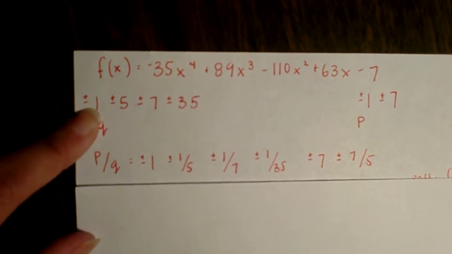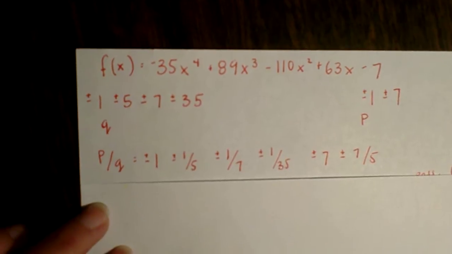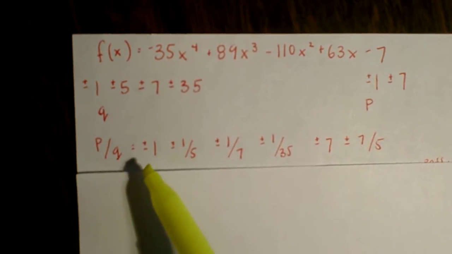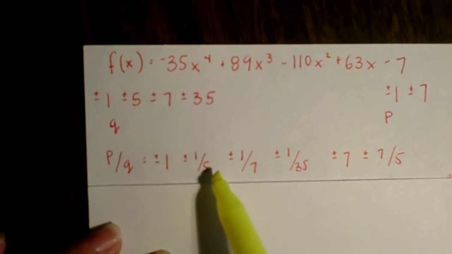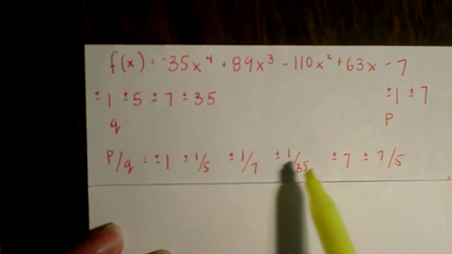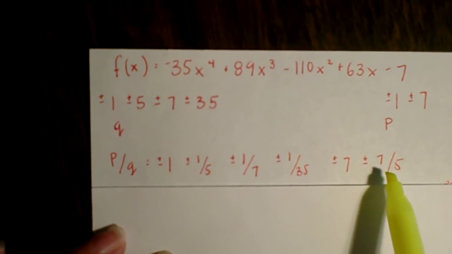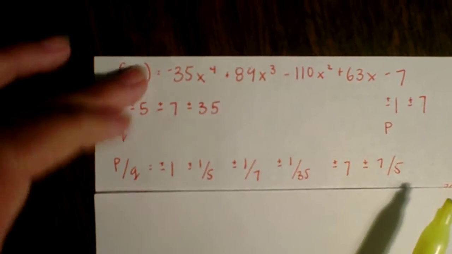To find the possible real rational zeros, we will divide p over q, and this gives us positive or negative 1, positive negative 1/5, positive negative 1/7, positive negative 1/35, positive negative 7, and positive negative 7/5.